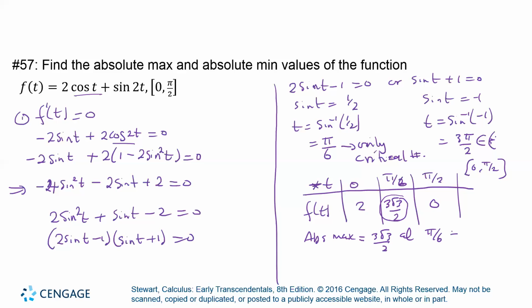And it is also a local max, because this is a critical number. And then the absolute min is 0 at pi by 2. So that actually brings us to the end of this section. We'll do more examples in class. Thank you.